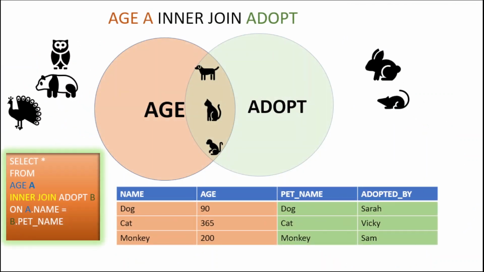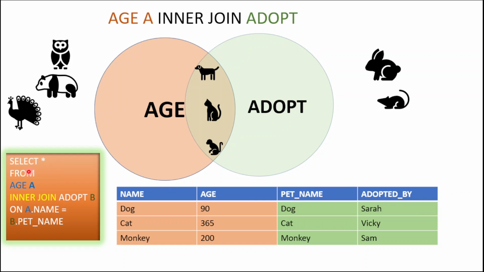It is called an inner join. If you notice, what happened here is that the three common animals, that is dog, cat and monkey, are included in this inner join. As the name suggests, it includes only those rows which are common in both the tables. And this is how you get a table with name, age, pet name and adapted by. These two columns are from the left table and these two columns are from the right table. This is the result of an inner join.